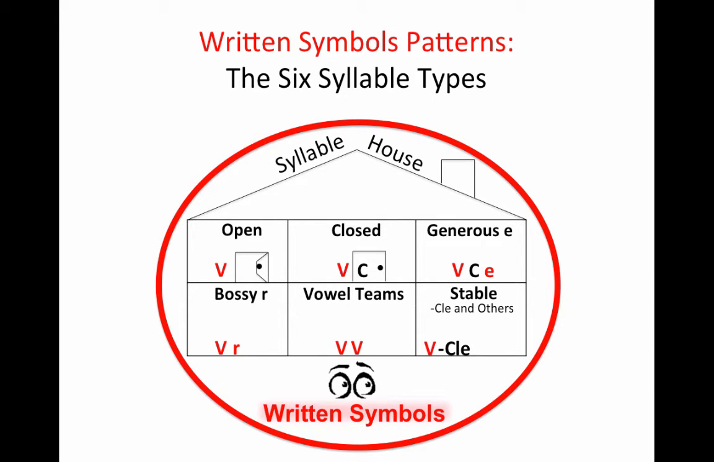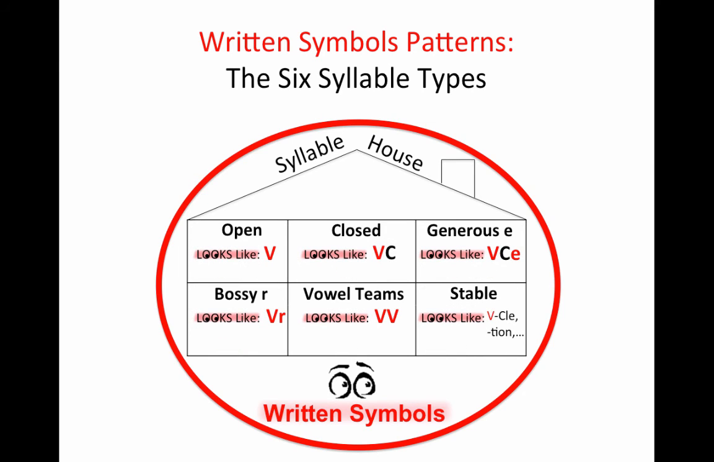Stable syllables can also have other forms, such as the suffixes "-tion" or "-ed" for meaning past tense, and lots of others. So, we can identify patterns in written symbols that correspond with these 6 syllable types. This knowledge about what written language looks like helps people acquire the ability to actually use written language, which is our next topic of discussion.